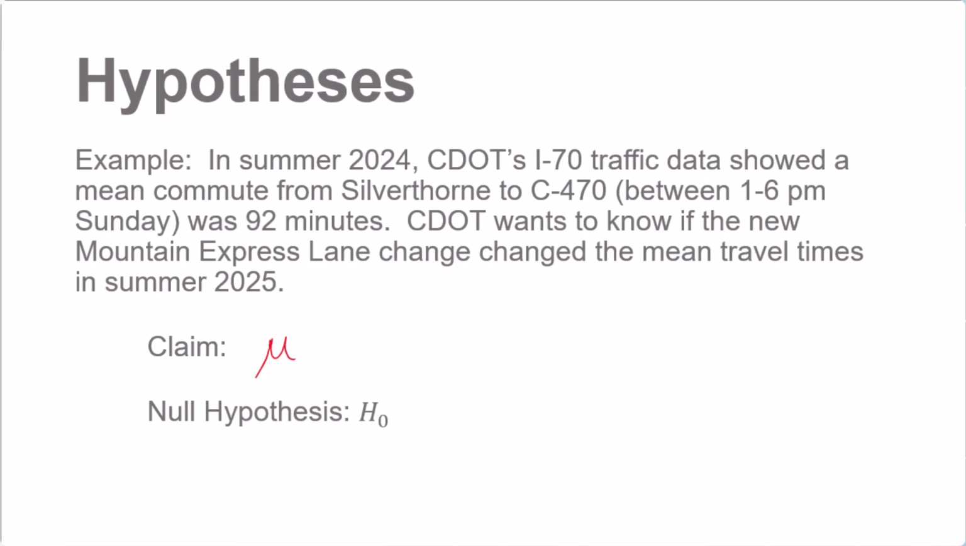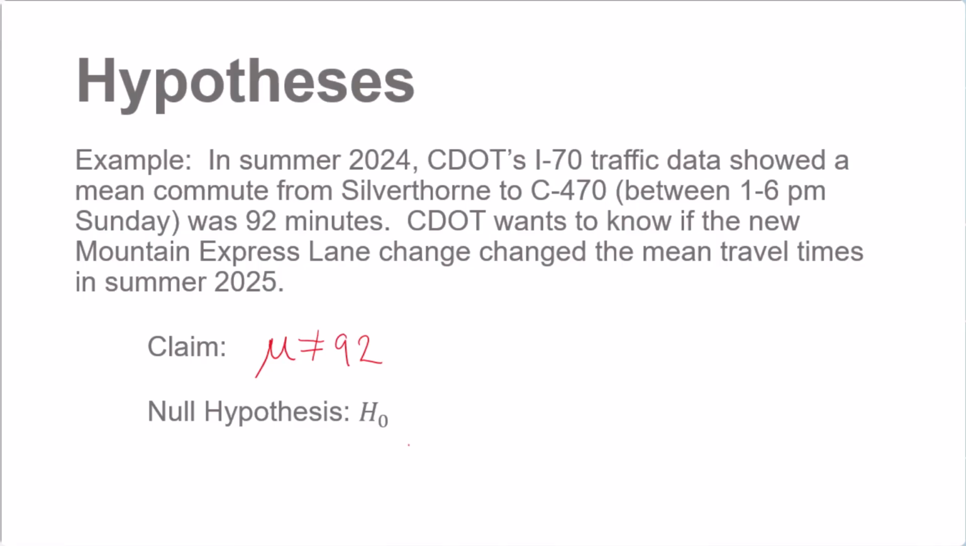In this case, this is the mean of the travel times. And I'm comparing it to 92 minutes. The claim I'm making here is that the mean is different from 92 minutes. Ideally, the addition of the change in the express lane would decrease the mean time, but the claim here we're just making is that it's something different, right? Maybe it got higher, maybe it got lower. We're leaving both of those possibilities open. So our claim here is that mu is not 92.